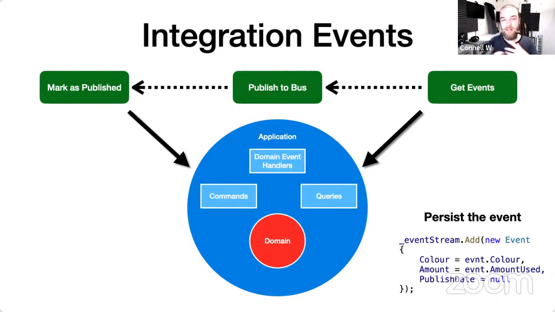Now, the integration events there, they go out to the wider world. So I'm getting outside of my blue circle now. They are part of my public contract, like my APIs. Other services can subscribe to these events. They can go and listen to them on the bus. So they're always part of my API. They're part of the public contract. And that's why they're called integration events. They integrate with other services.